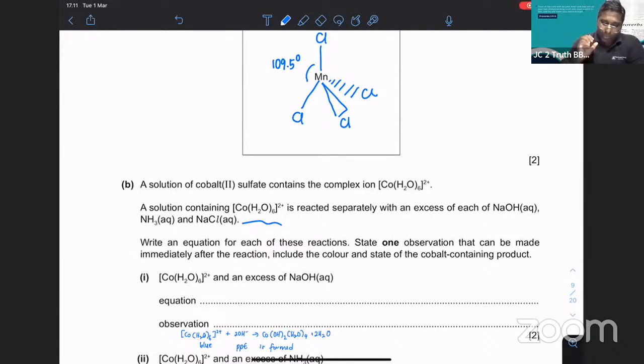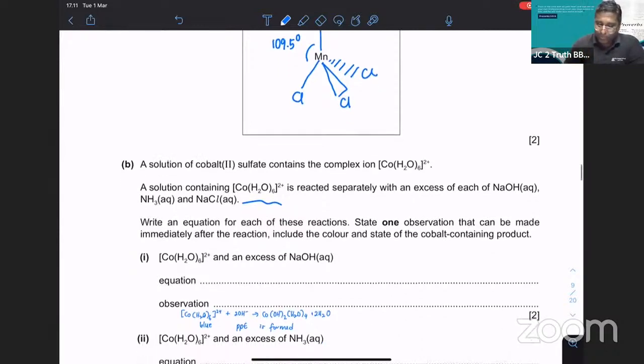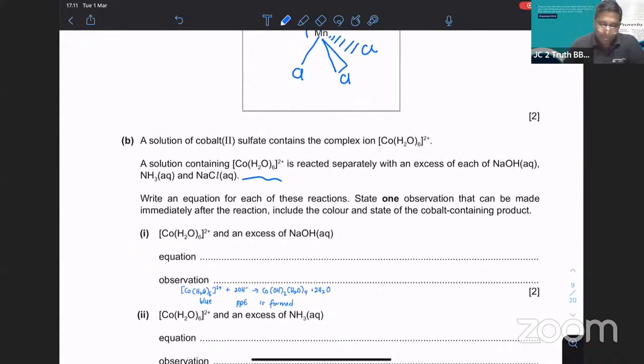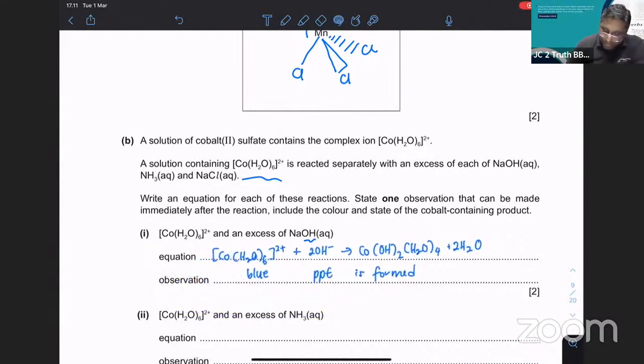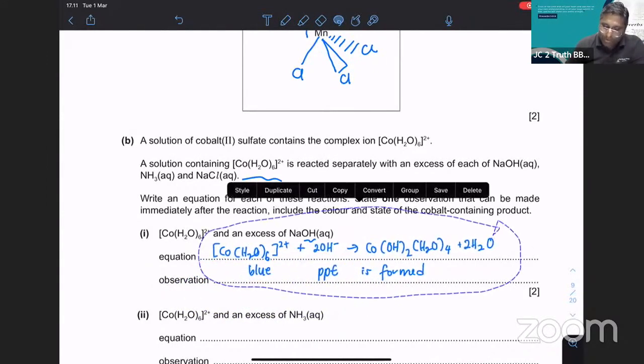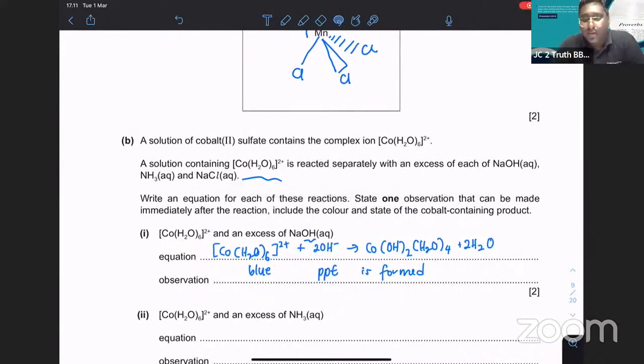Yeah, now they ask you to write the equation for each of the reactions and state one observation that can be made. So if you are reacting with OH minus, the equation is going to be, I think no need to rewrite again. I can actually make it big again. This one I have already done earlier. So if you write it big, you are going to get this formula, CO, the 2H2O is removed. The OH, 2 of it will do the ligand exchange.